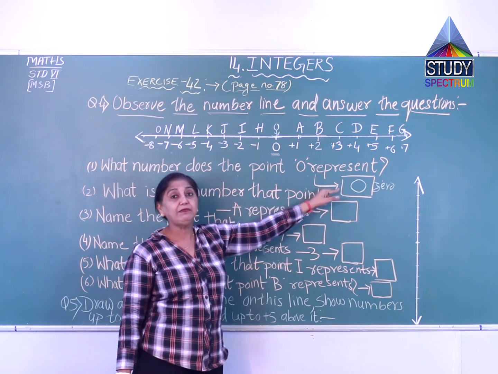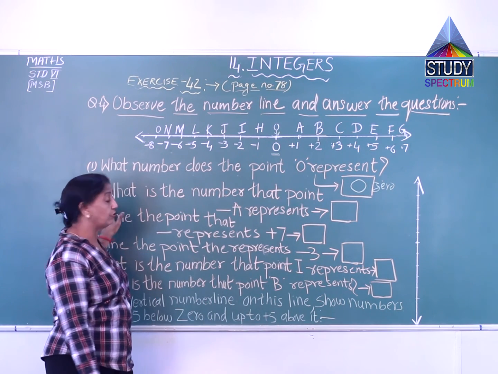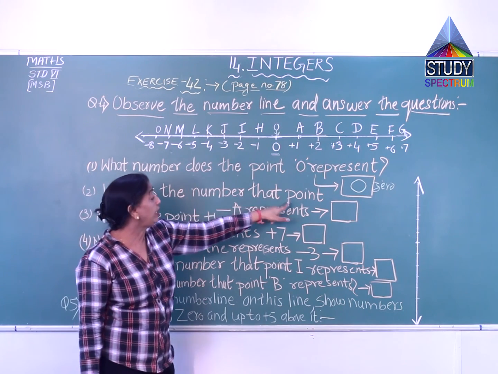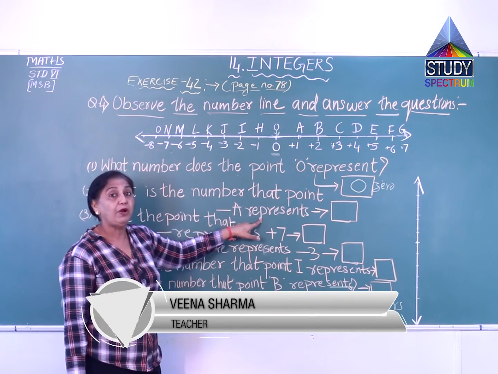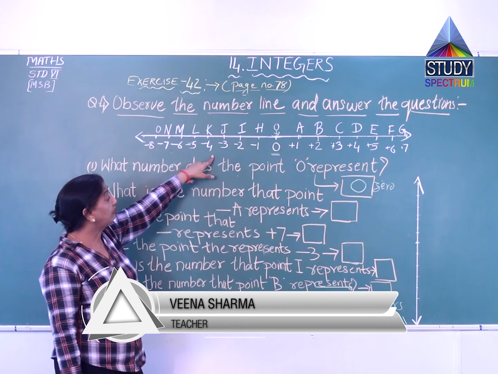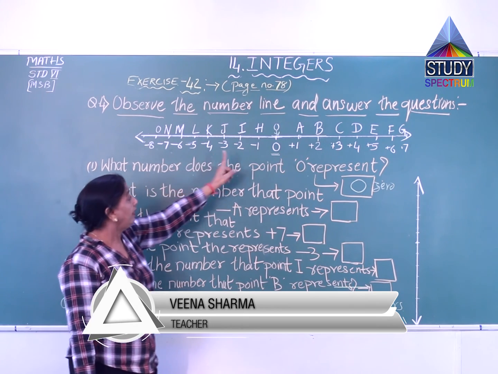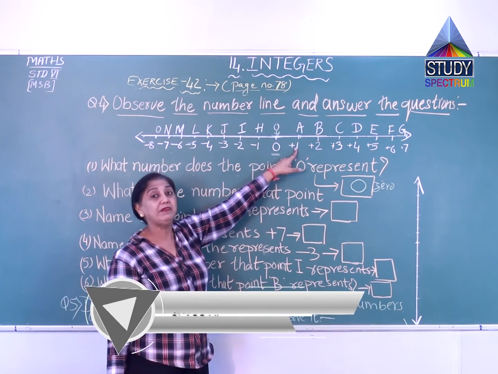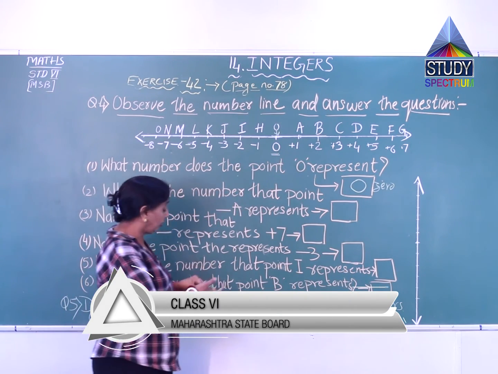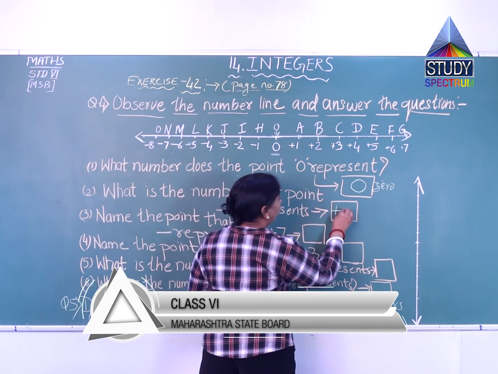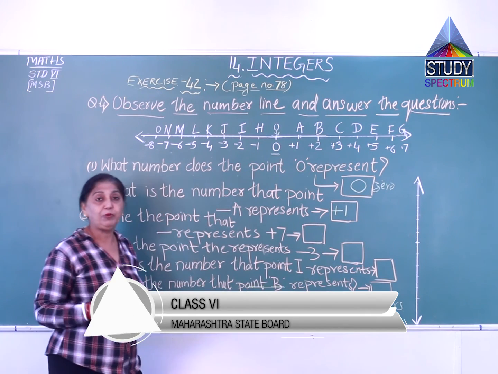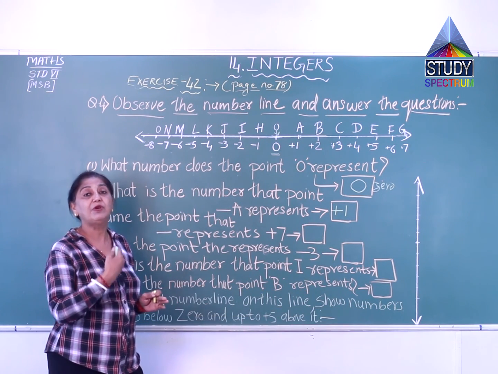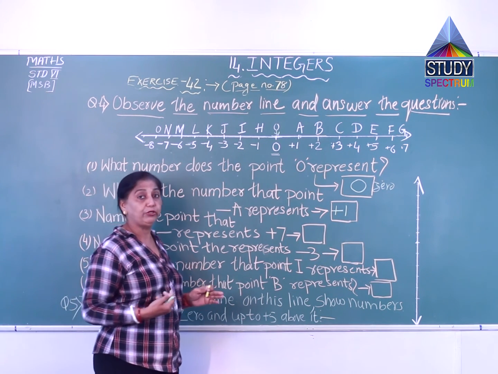Right? Now let's move to the second question. In the second question you can see, what is the number that point A represents? Now we will move to the number line. We will see where the letter A is. Letter A is here. And what number does it represent? It represents positive 1. So you can write positive 1. So if I write positive 1 or 1, we immediately come to know that it is on the right hand side of the origin.